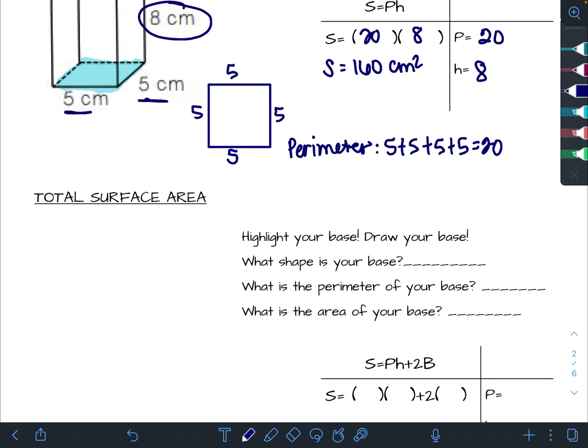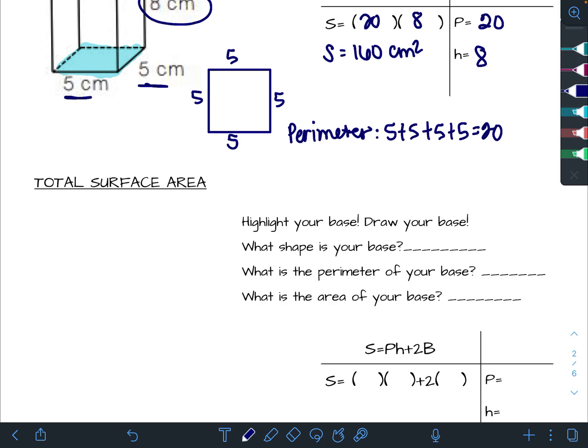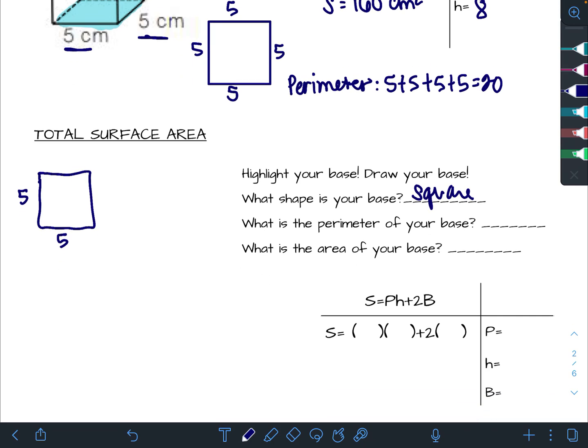Now, if I want to do total surface area, we've already highlighted the base up there. And if I go and redraw my base again, that is 5 by 5. My base again is a square. I've already found the perimeter of this, but we're going to go back over it. The perimeter would be to add up all the sides, so 5 plus 5 plus 5 plus 5. And remember, a square or rectangle has 4 sides, so when you're finding perimeter, you should be adding 4 sides.